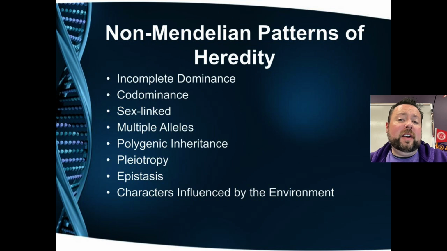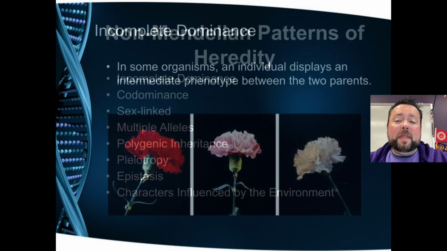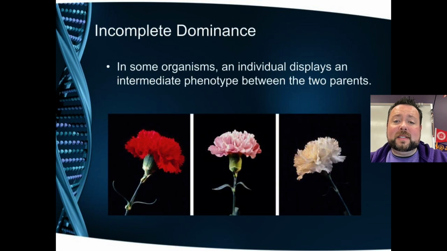Here are a number of inheritance patterns that do not follow Mendel's predictions, so they are referred to as non-Mendelian or complex patterns of heredity. This first example, incomplete dominance, is very similar to Mendelian genetics in that it only uses one gene with two alleles. The difference in this case is that one allele does not completely mask the other allele. This can happen since each cell has two copies of the gene.